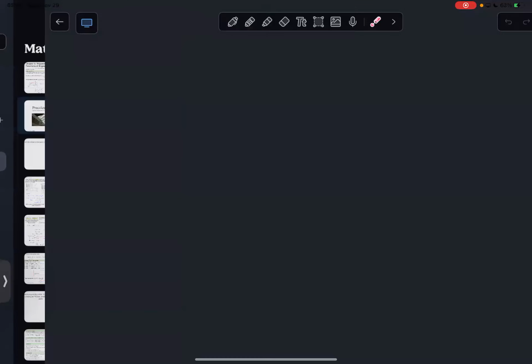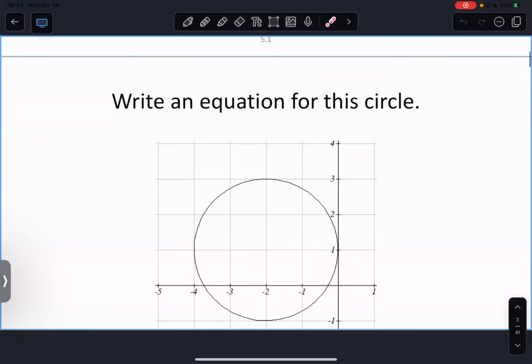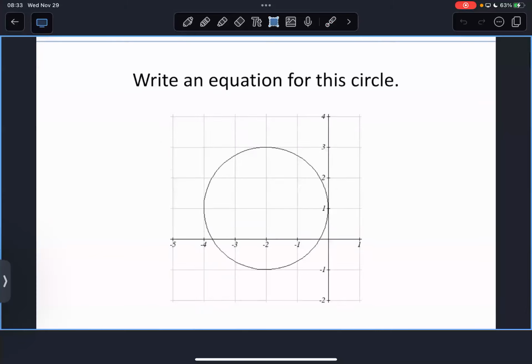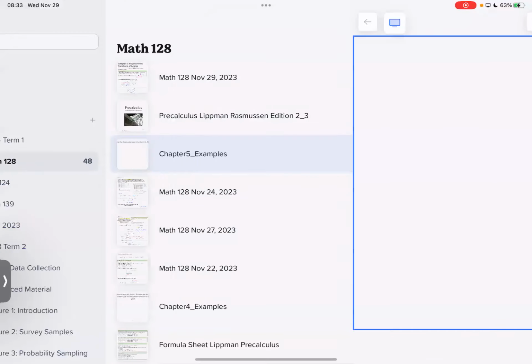What if we wanted to write an equation for this circle?